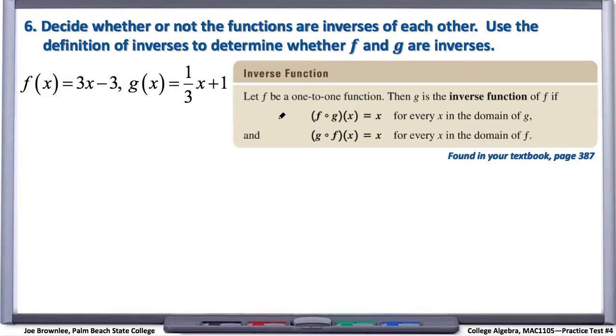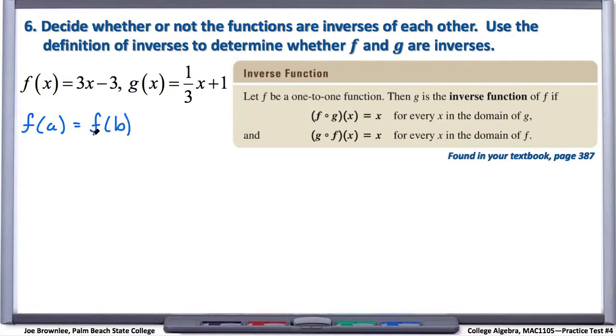So let's go back to the beginning. Let's make sure, first and foremost, that f is one-to-one before we begin. Looking at this, we have f of x equals 3x minus 3. We know that this is the graph of a basic linear equation, so this is one-to-one. But just, again, for the sake of practice, let's use f of a equals f of b to confirm that this is one-to-one.